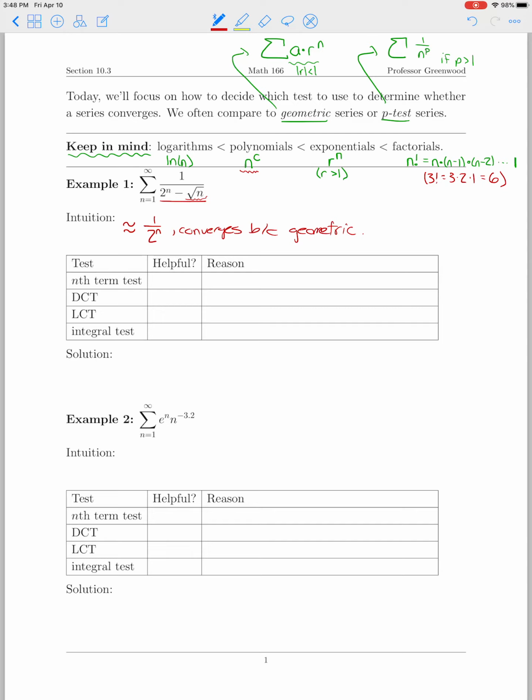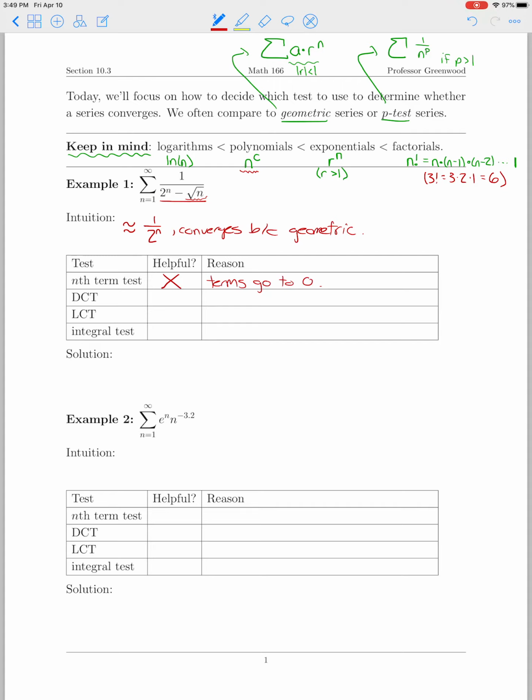And so the nth term test, that's the test that says you take the limit of the individual terms, and if it's not 0, then the series diverges. In this case, this isn't helpful, and the reason is because the terms go to 0. If I take the limit of 1 over 2 to the n minus root n, that's 0, and so the nth term test just doesn't help. It doesn't tell you anything.